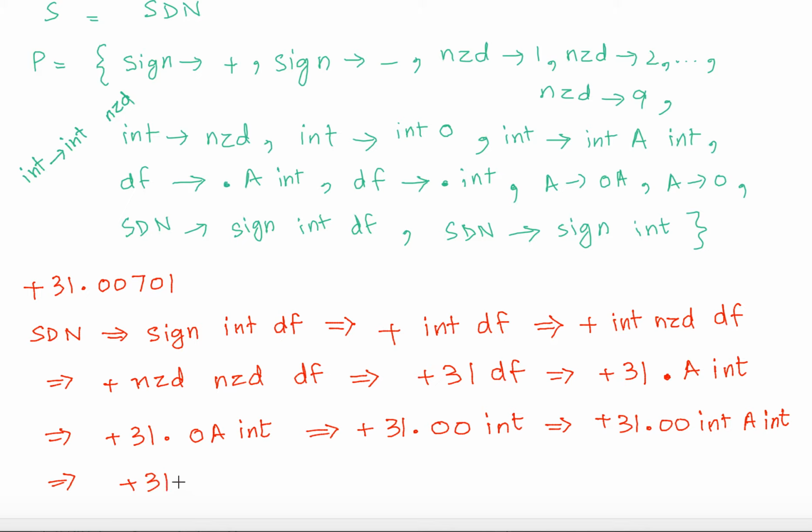So plus 31.00, non-zero digit, 0, non-zero digit, and this non-zero digit can be replaced by 7, and this can be replaced by 1. So then I get plus 31.00701. Okay, so this is the long derivation of my required number here.